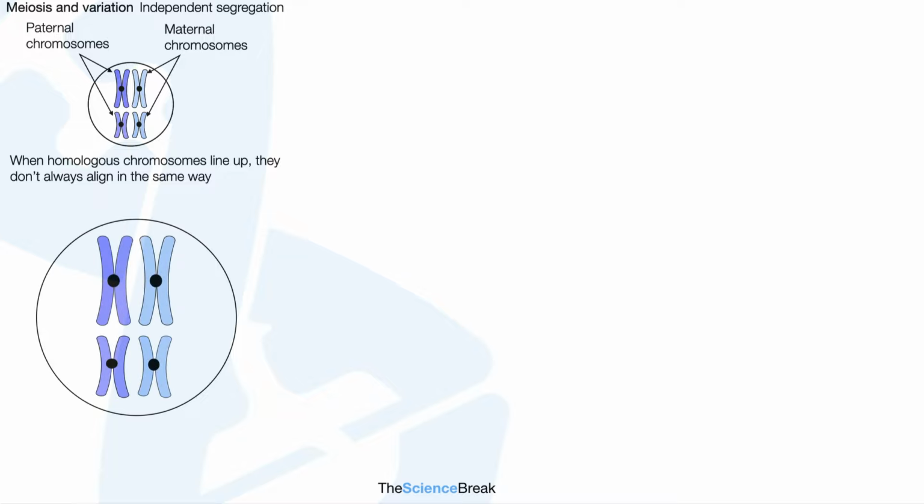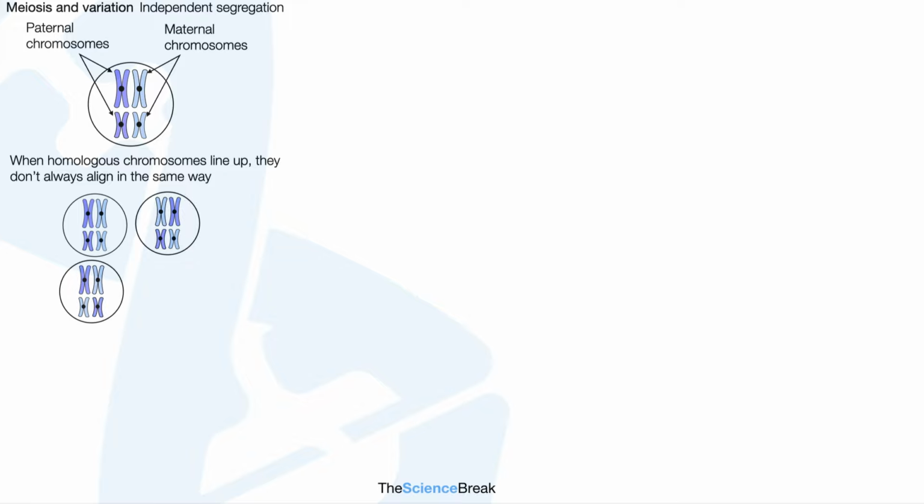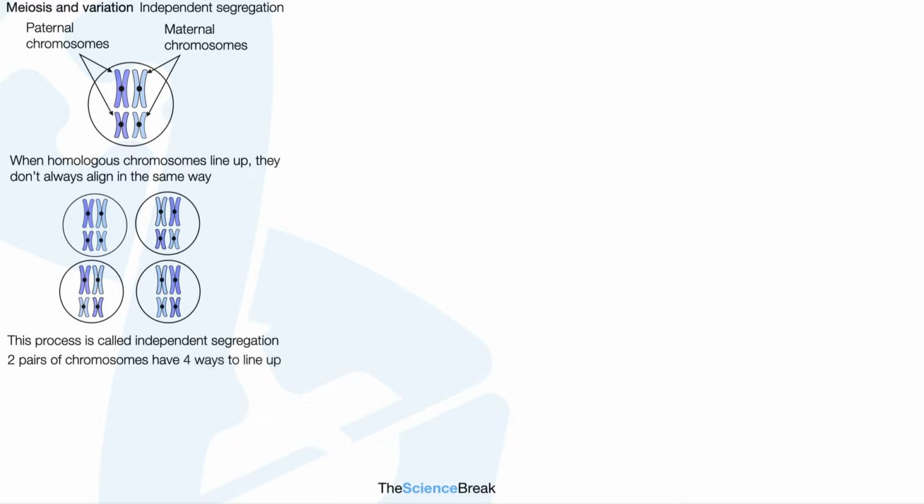So here's an enlarged version of the diagram above. Here's one arrangement of the homologous chromosomes. Another arrangement would be like this. We can also have an arrangement like this. So if we take a look, there's actually 4 ways in which these homologous chromosomes can align themselves. This process is called independent segregation. 2 pairs of chromosomes have 4 ways to line up.